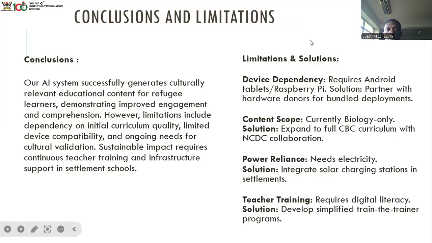The limitations and solutions: device dependency, which will be solved by partnering with hardware donors for bundled deployment. Content scope is basically on biology, which will later be expanded. Then reliance on power, where the solution is to integrate solar charging stations. Then teacher training is also a limitation, which is to be addressed by developing simplified train-the-trainer programs.